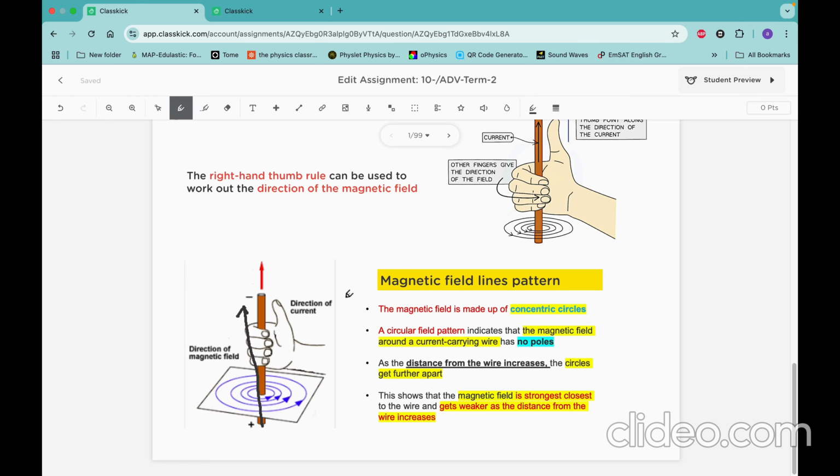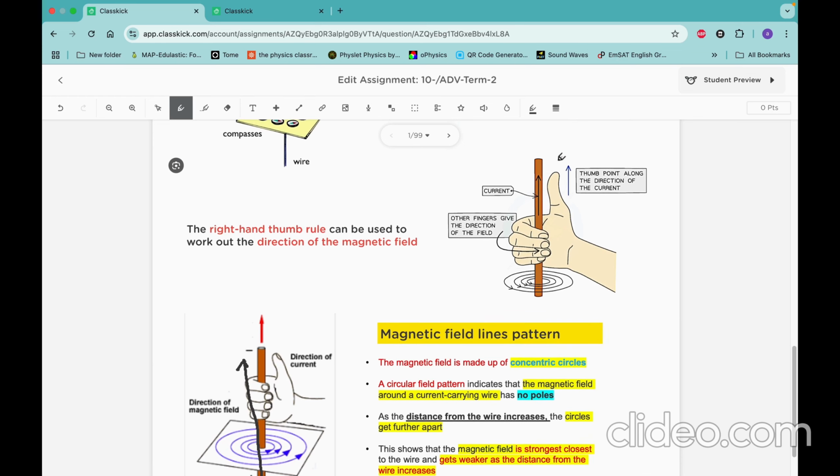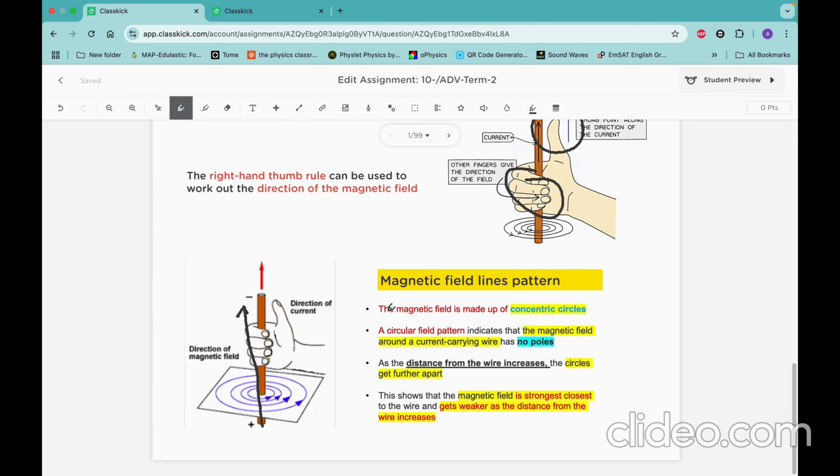Now, to know the direction, we use the right-hand thumb rule. As we can see, the thumb shows the direction of the current, while the other curling fingers show the direction of the field. So this is the simplest way to know. While the pattern, if it's a straight wire, looks like circles, or we call it concentric circles, and has no poles.